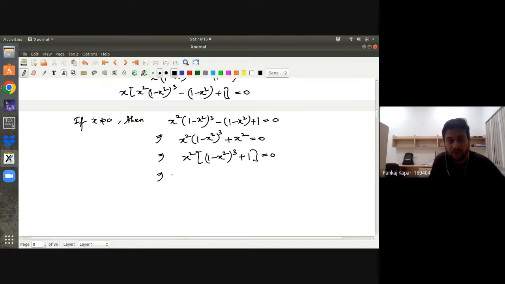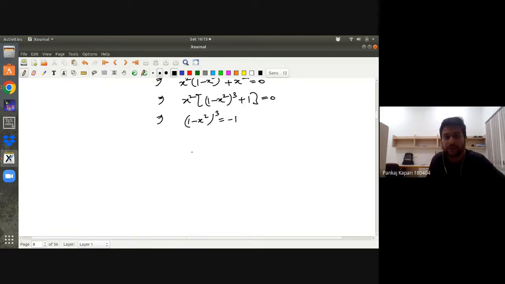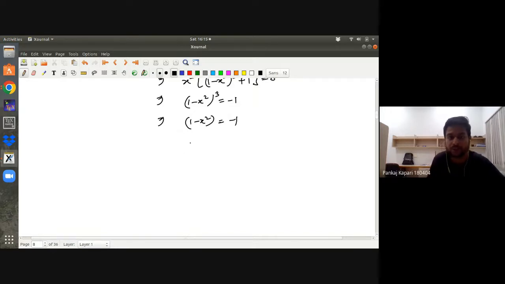Because we have assumed that x is non-zero, we get (1 minus x square) cubed must be equal to minus 1. Now if a cube is minus 1, that implies that 1 minus x square must be equal to minus 1, right? That will give x square equal to 2, and this will imply that x is plus or minus root 2.